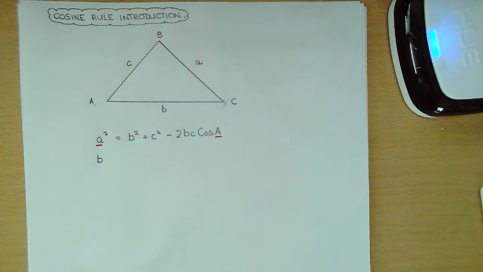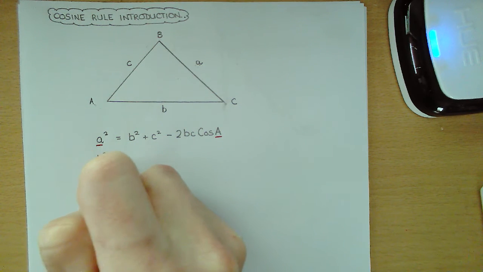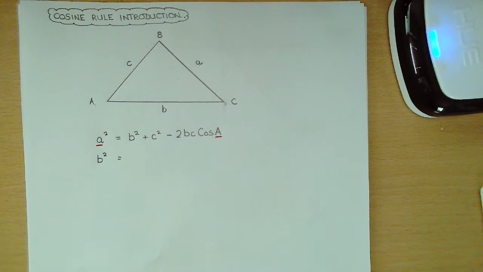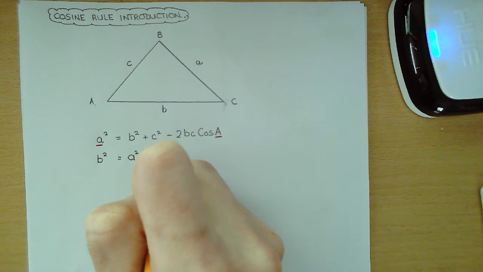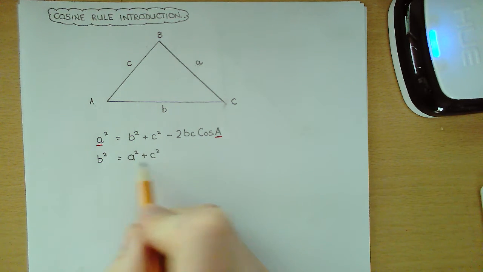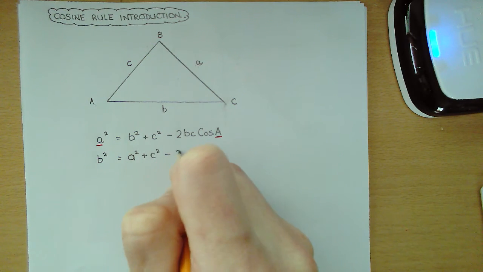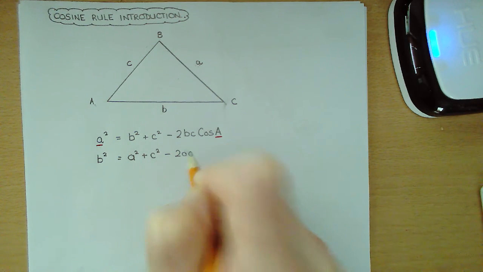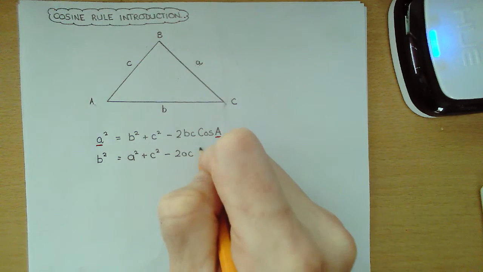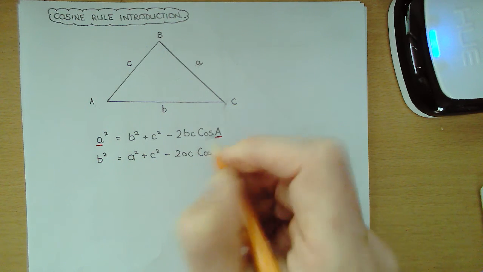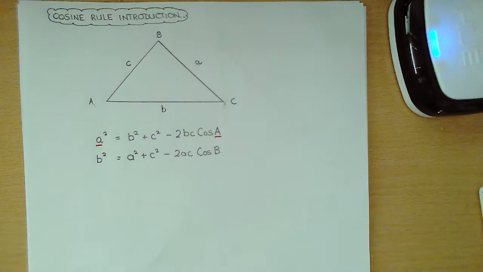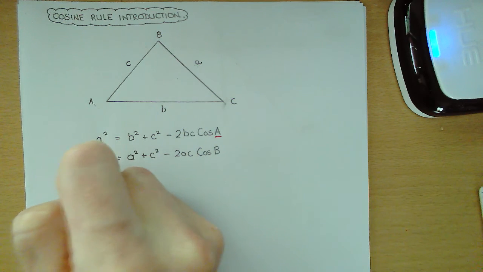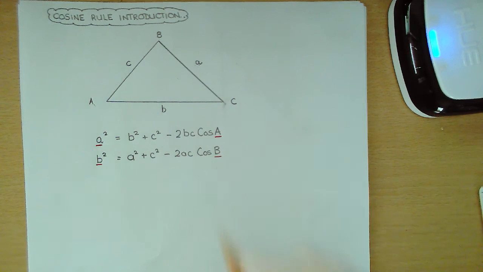So we would start it with b squared, and that's equal to the sum of the squares of the other two sides. The other two sides would be a and c. So a squared plus c squared, minus twice the product of the other two sides, so minus 2ac, and then that's being multiplied by the cosine of the corresponding capital letter, which is going to be capital B. So when we start the cosine rule with small b, it's going to end with capital B.